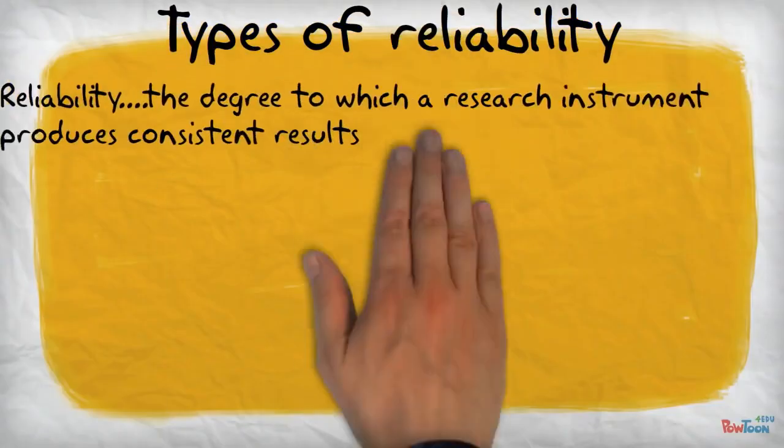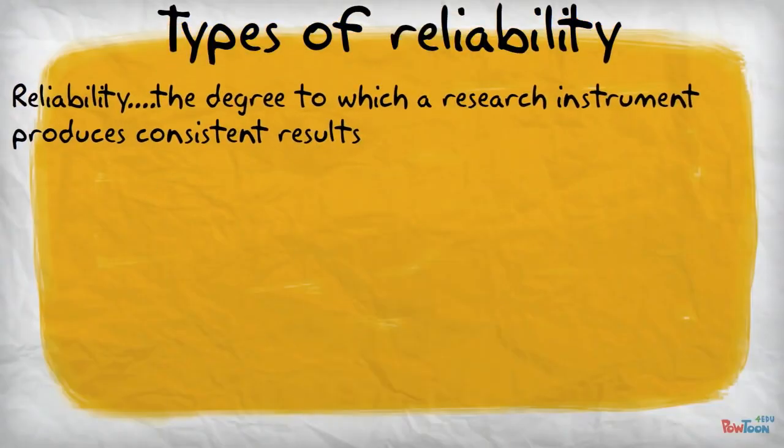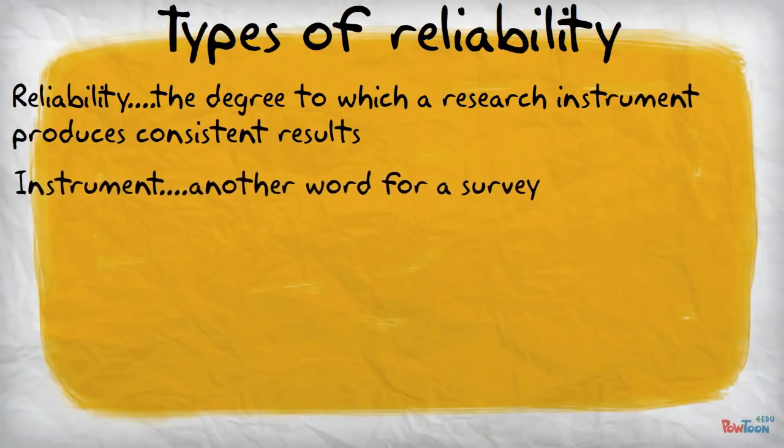Reliability is the degree to which a research instrument produces consistent results. An instrument is another word for a survey.